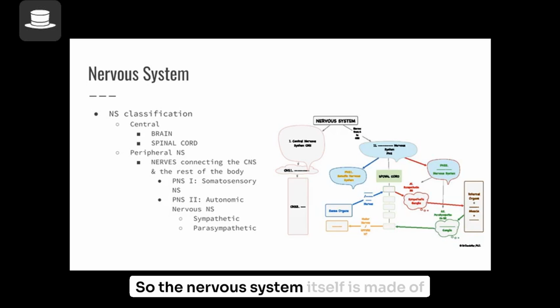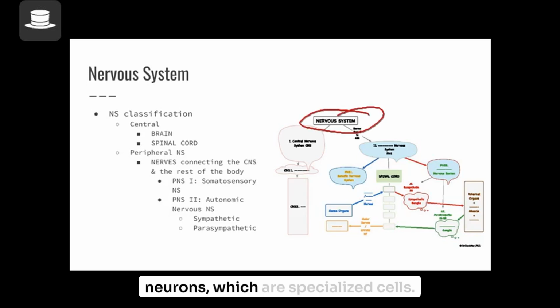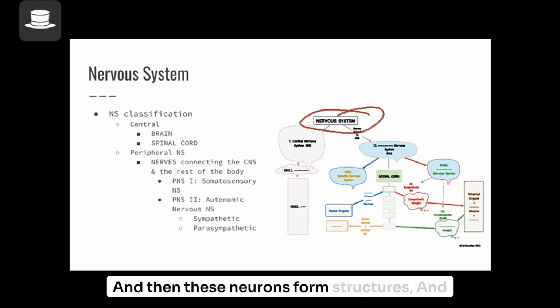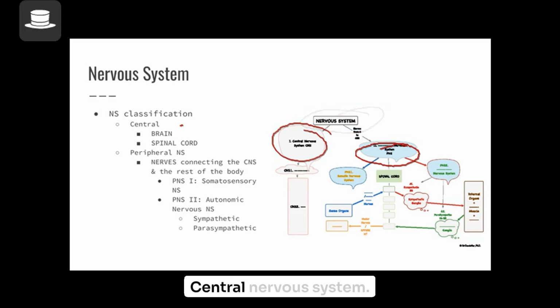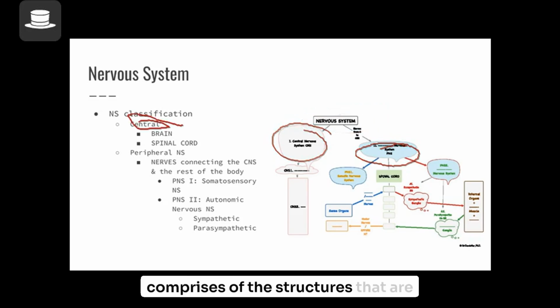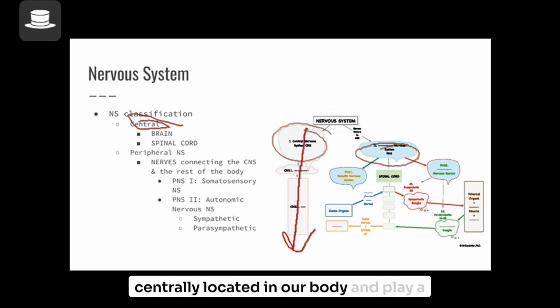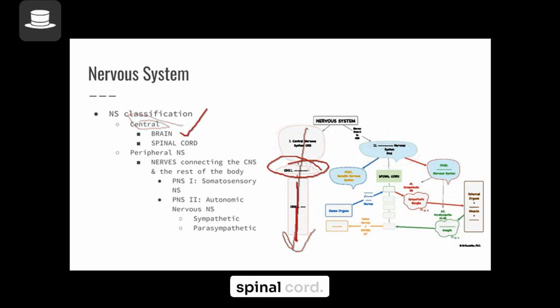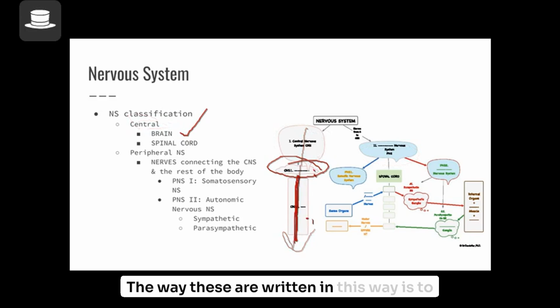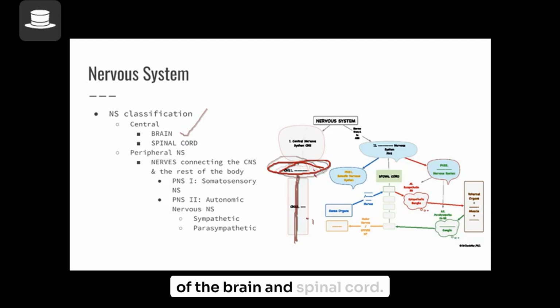So the nervous system itself is made of neurons, which are specialized cells, and these neurons form structures. You can classify the structures involved in the nervous system into central nervous system and peripheral nervous system. The central nervous system comprises the structures that are centrally located in our body and play a central role, of course. One is the brain, and the other one is the spinal cord. The way these are written in this way is to show some analogy to the actual shape of the brain and spinal cord.